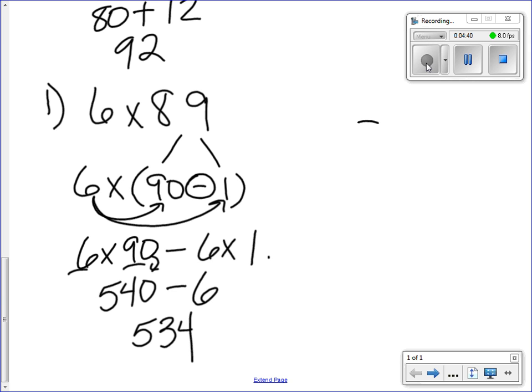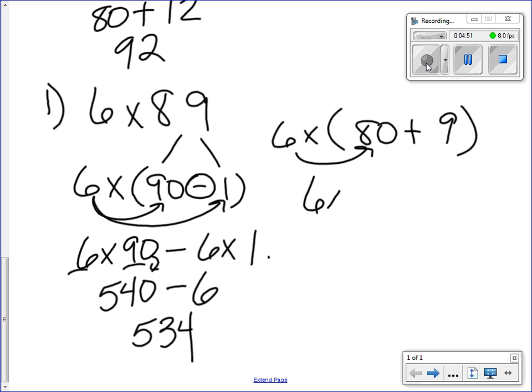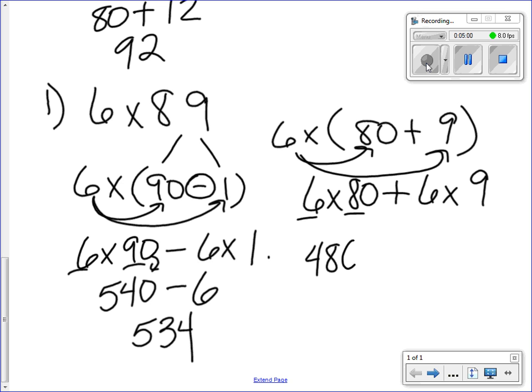You might choose to break it down as 80 plus 9. You'll still get the same answer. So I can do 6 times 80 plus 6 times 9. 6 times 8 is 48. Drop your 0. 6 times 9 is 54, and then when I add that together, I will still get 534. So it doesn't matter how you break it down, just that you break it down to where it equals 89.